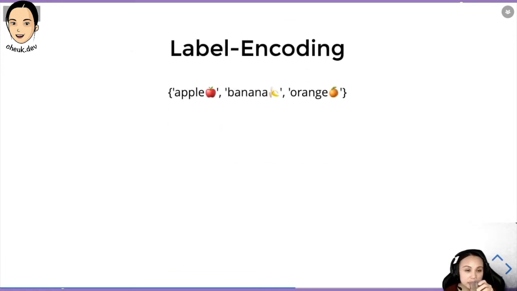The other way is label encoding. We use a totally different strategy. Like I said before, you can label them 1 2 3. One is apple, two is banana, three is orange, because they are alphabetically in this order. That's my rule: I put them in alphabetical order, so 1, 2, 3.